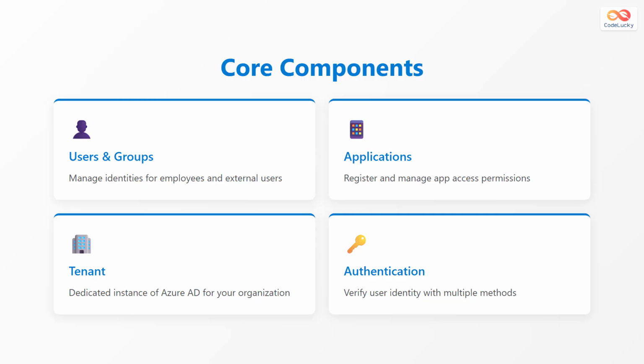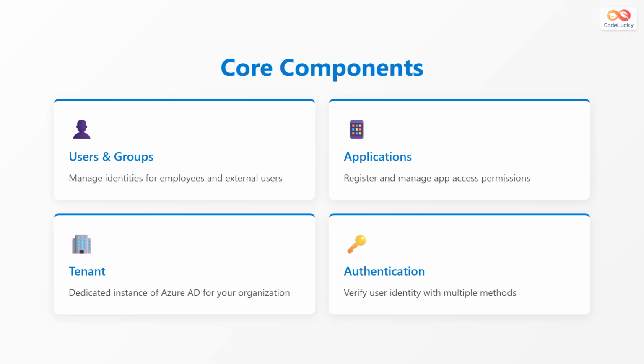Azure Active Directory is built on 4 core components. First, users and groups allow you to manage identities for employees and external users like partners or contractors. You can organize people into groups to simplify permission management. Second, applications let you register and manage which apps people can access and what permissions those apps have.